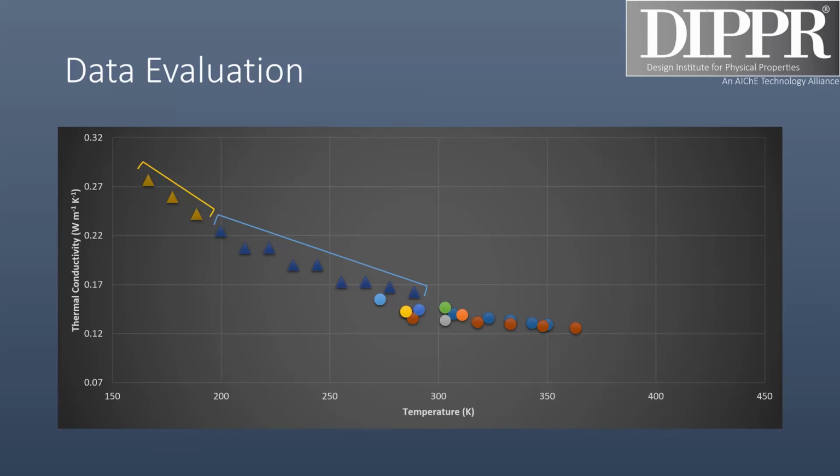Through the DIPPR system's approach to evaluation, which includes evaluating the sources for the experimental data and also comparing the data to reliable prediction methods, such as shown here, it was determined that the data in the triangles were incorrect and were thus rejected. This rejected data had up to 55% error.